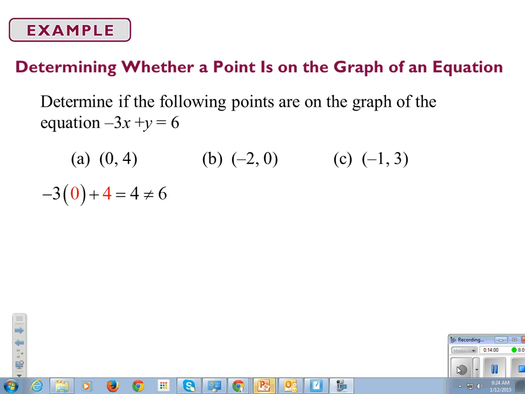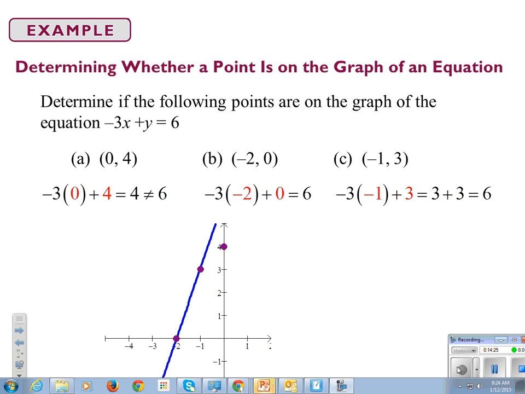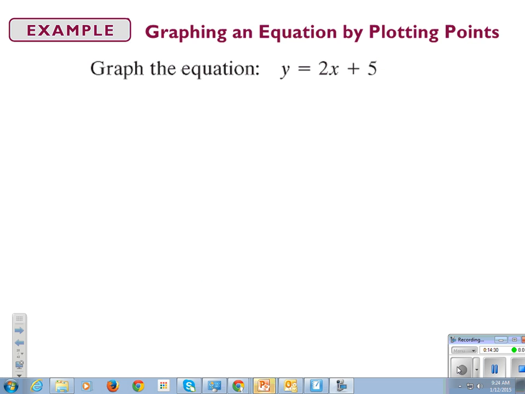To determine if the points are on the graph, you plug in the x and the y and see if you get a true statement. For A, because 4 is not equal to 6, not a true statement. For B, -3 times -2 plus 0 is equal to 6, so it is a point on the graph. And then for C, 3 plus 3 is 6, so that is also a point on the graph. And if you plotted it, you could easily see it visually.